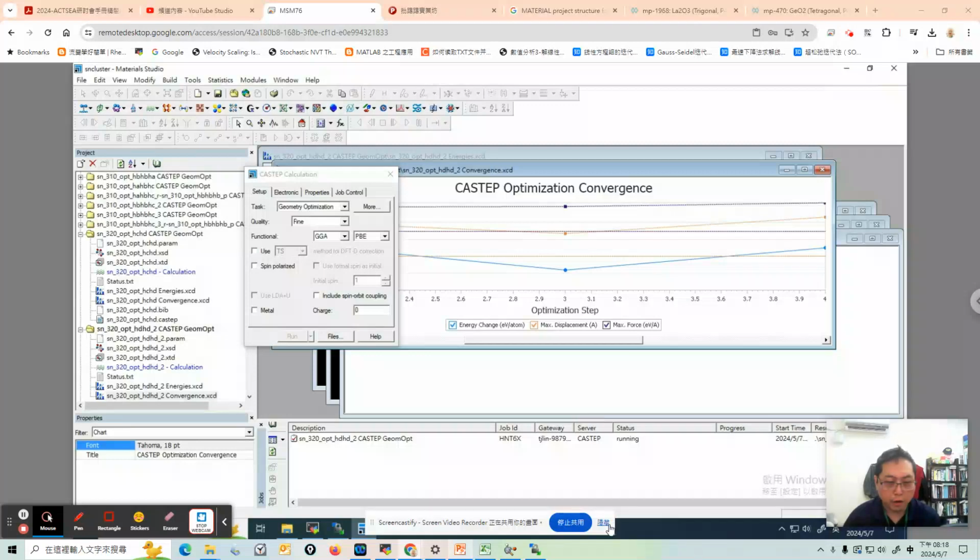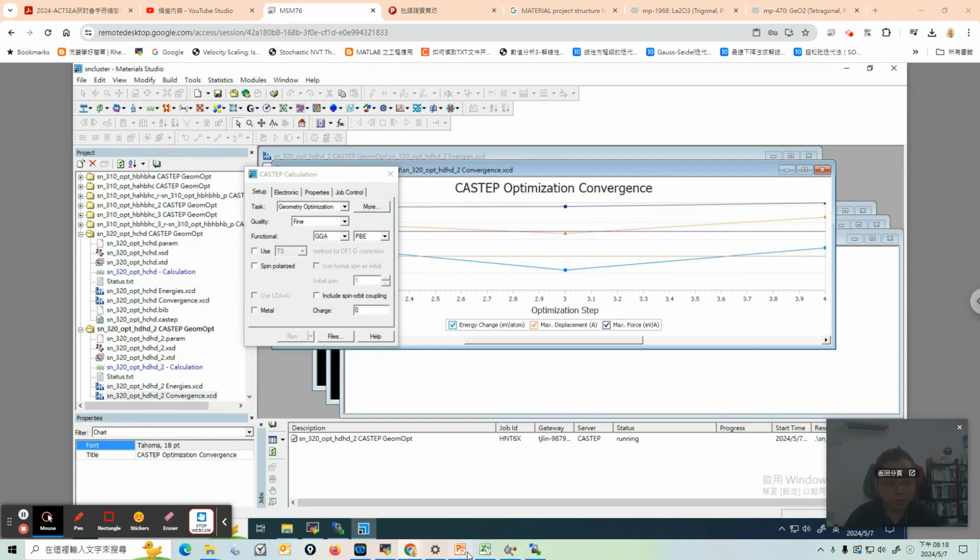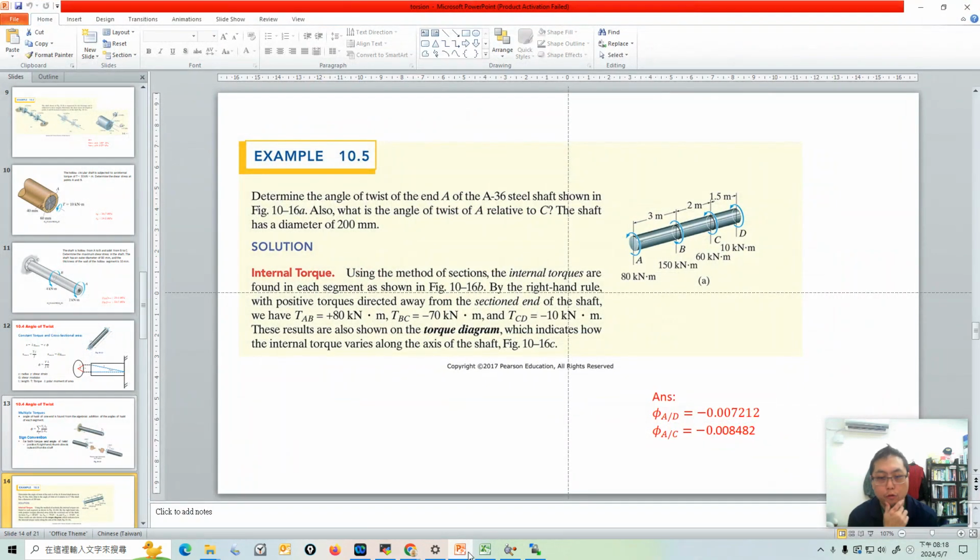Okay, hello everyone. In this video I'm going to show you the angle of twist calculation. This is an example from a textbook, example 10.5, and it is a very fundamental example for the angle of twist calculation for a torque-loaded member. There is a cylindrical bar subject to multiple torques, and we want to calculate the angle of twist at end A.